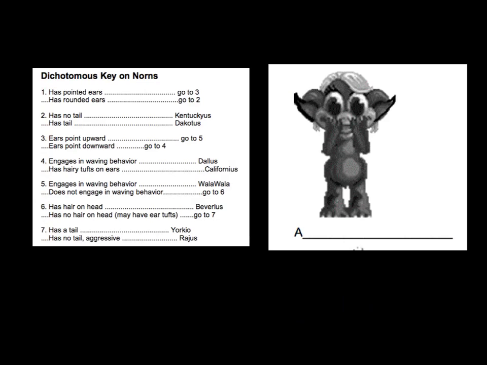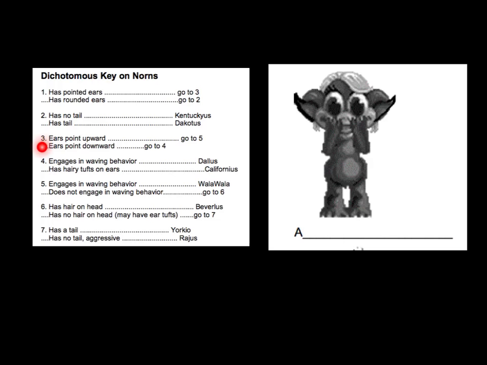So Lindy, I know you're coloring your jeans right now, but if you look at the key, you would see that, 1 through 7. The first step, you always start on 1, and you look at the features on step 1, and you determine which criteria your norn fits. So has pointed ears or has rounded ears? Are they pointing on the end? Yes. So it says, has pointed ears, go to 3. So you skip across which one? 2. Skip 2 and go to 3.